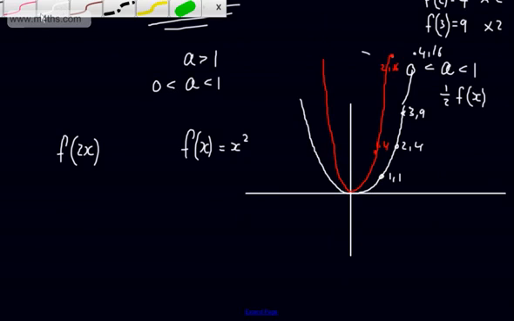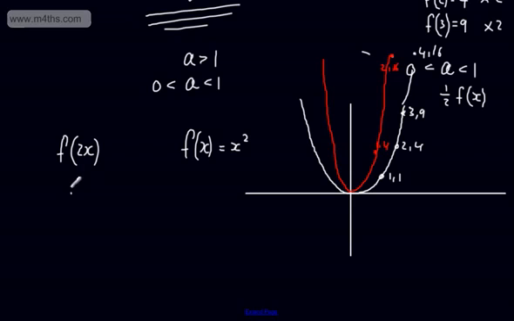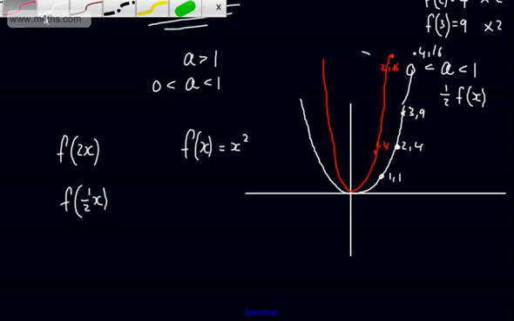So if we did f of 1/2 x, now consider what we would have. We would have the point, and let's take this point right here. If I put 2 in here, that's going to give me 1 squared, and we'll put it on here. 1 squared is going to be 1. So what I'm going to get is this point, 2, 1.